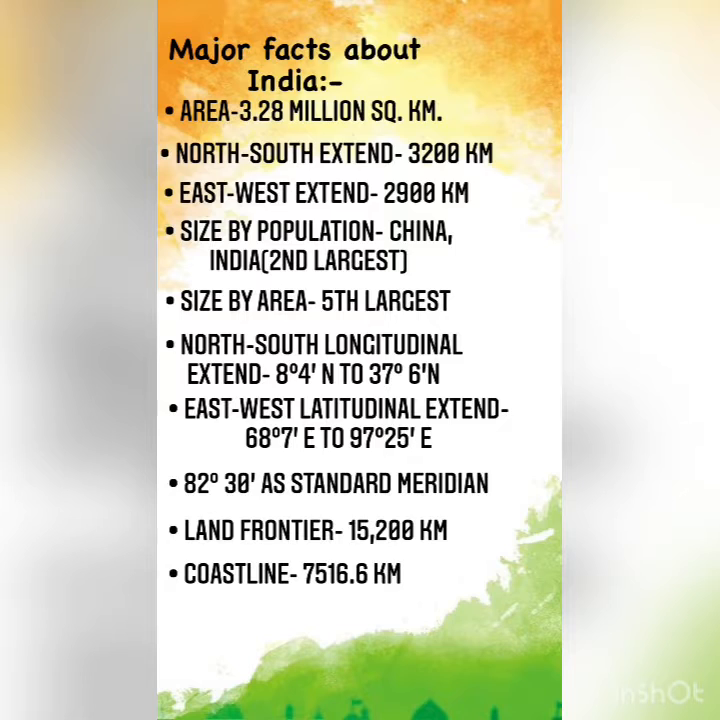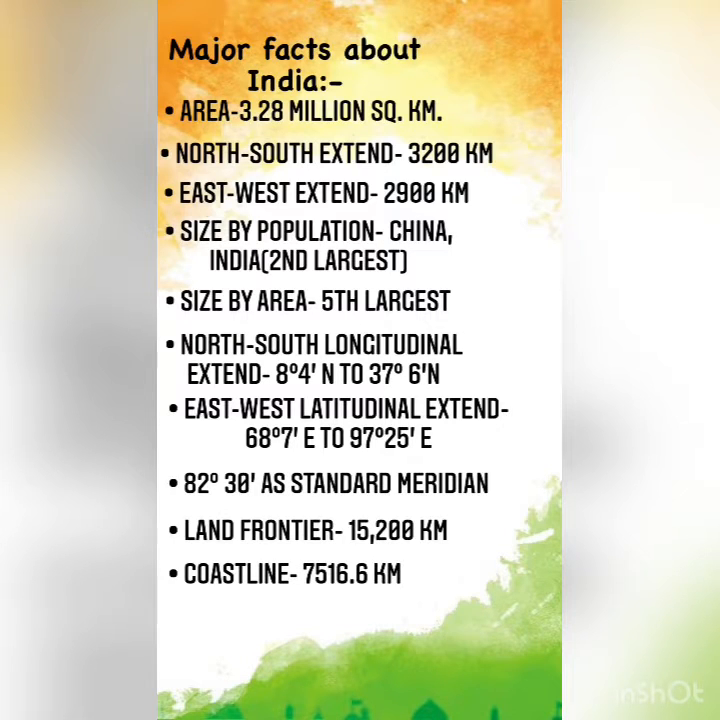Now children, let's see some major facts about India. First is, what is the total area of India? It is 3.28 million square kilometer. Next is, what is the total extent from north to south? That is from Kashmir to Kanyakumari. What is the extent of it? It is 3200 kilometer. Next is, what is the extent of India from east to west? It is 2900 kilometer. This means from Gujarat to Arunachal Pradesh its extent is 2900 kilometer.